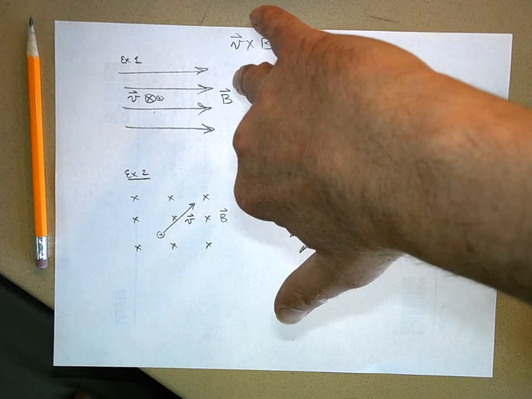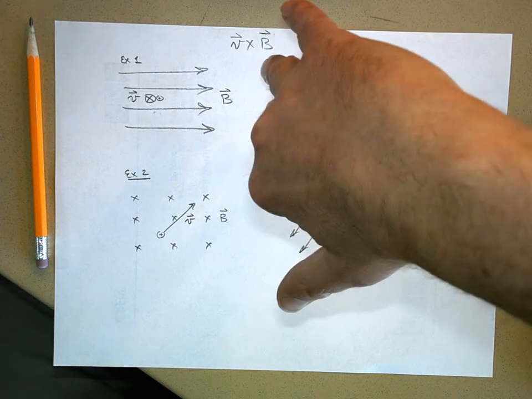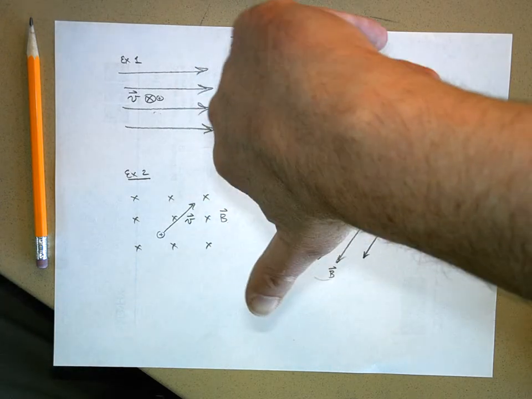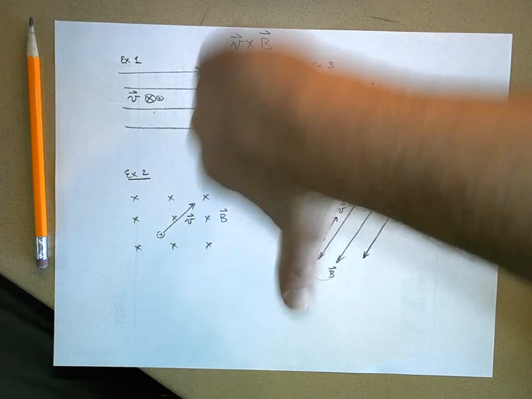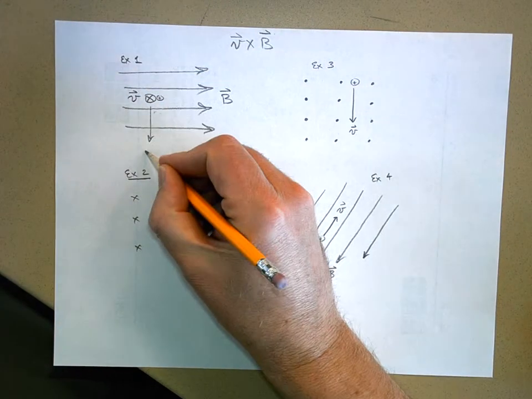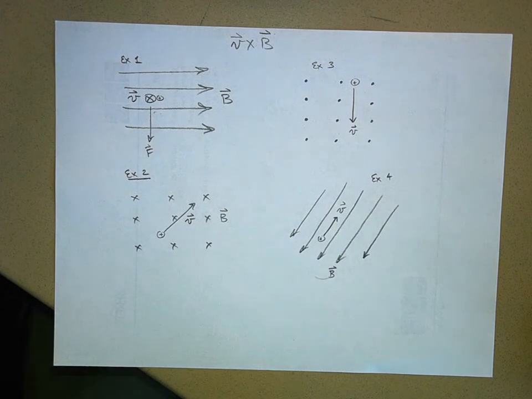Now I have to curl my fingers towards the direction of the magnetic field, which in this case is to the right. So I do this, and so my thumb is pointed down. So this is going to be... is that what you got?